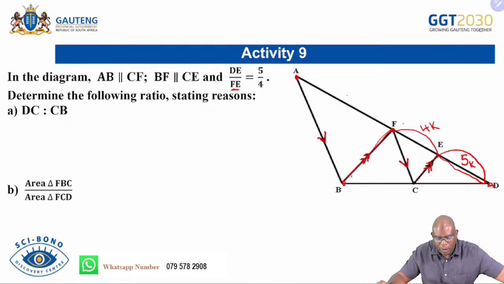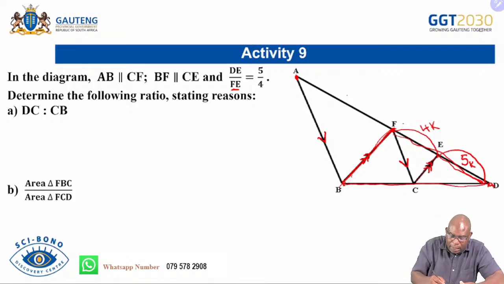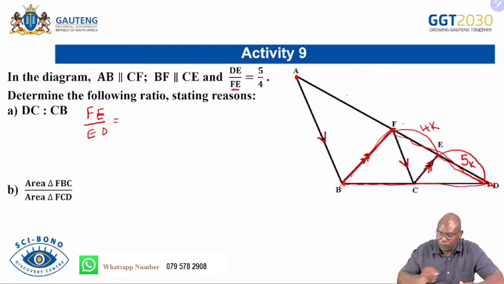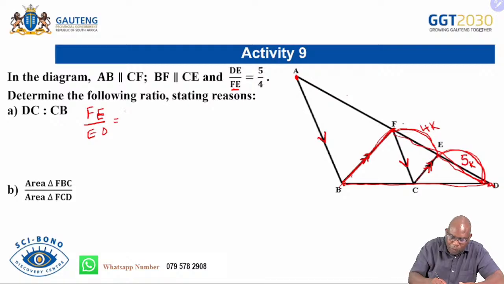Okay, welcome back. Now, in the diagram, as I say, AB is parallel to CF, we have done that. Now, if I'm looking at this triangle BFD, I can have FE over DE equals BC over CD.